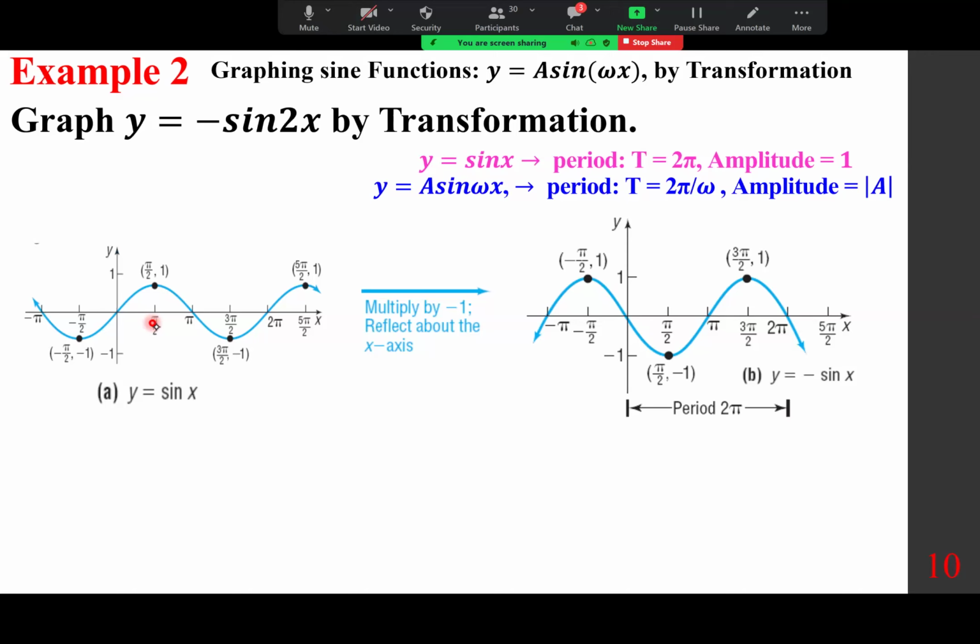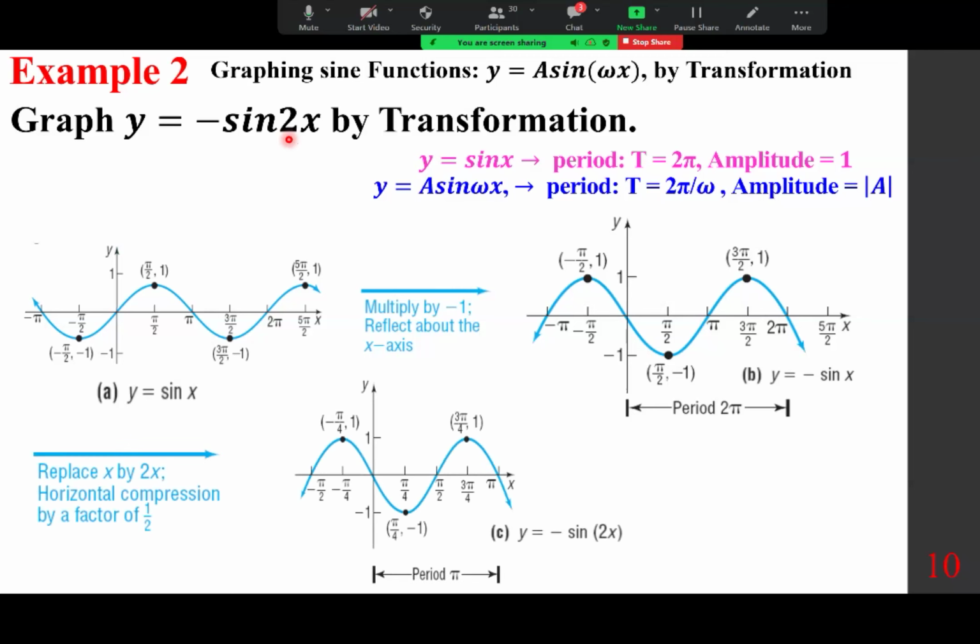So the period is still the same thing, 2 pi. Now we are going to replace the x with 2x. That has an effect on the period, 2 pi over omega, which is 2. So replace x by 2x. There is a horizontal compression by a factor of 1/2. So what happens is that every x coordinate gets divided by 2.